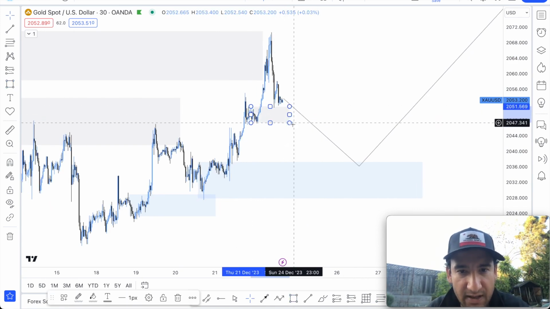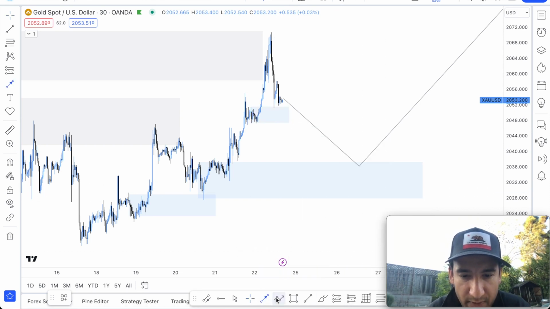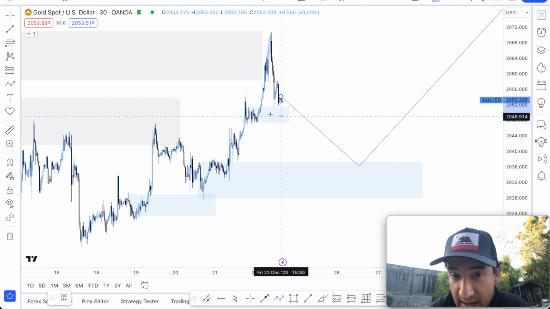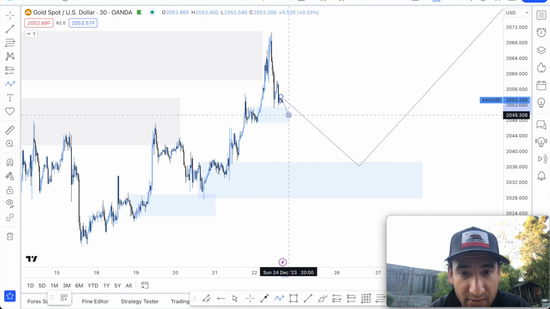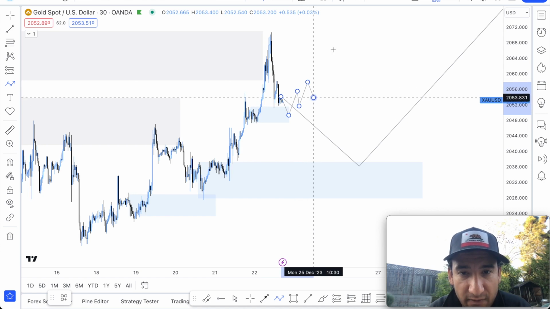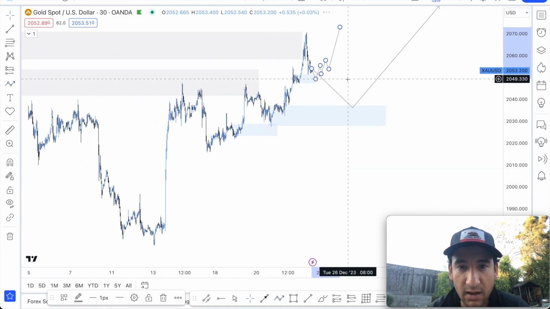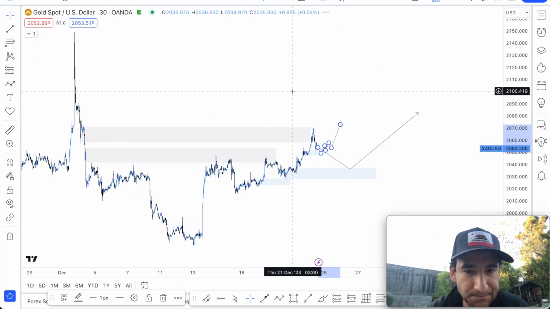You could put another demand zone here, and then you could easily wait for price. It's already tapped. It's about to tap this demand zone, right? We're going to look for some recorrection, some confirmation here before price takes off, and that's where I would look to trade the next entry. Okay.